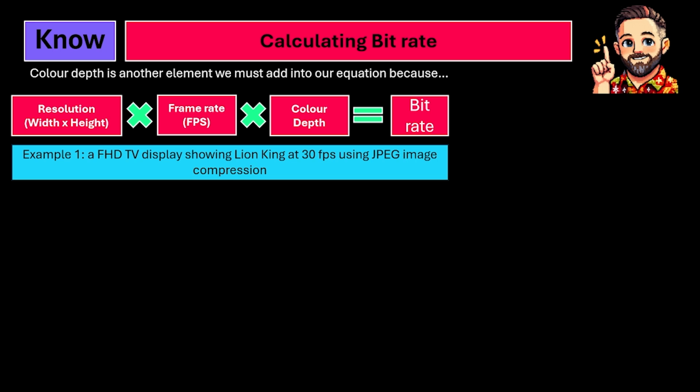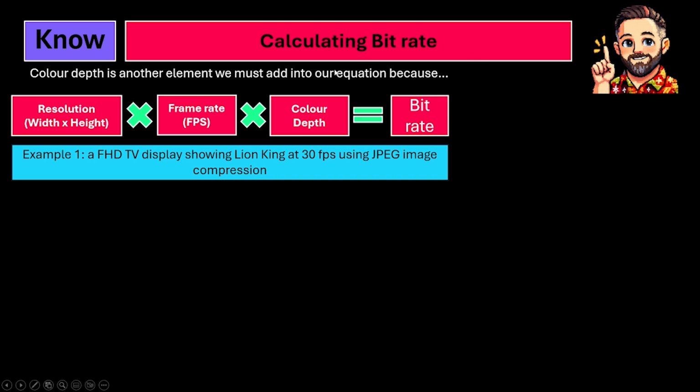So we're going to use this example. A full HD TV display showing The Lion King at 30 frames per second using JPEG image compression. Now what we've got to do with these scenarios is go back through that worksheet, go back through this video and work it out. So what size is the resolution? Where do we get resolution from? Well, we get that from looking at the screen size, whether it's standard definition, full high definition or full ultra high definition.